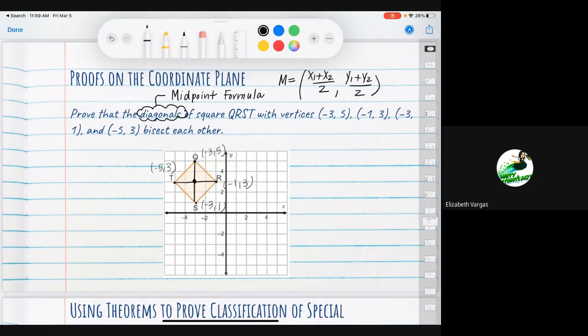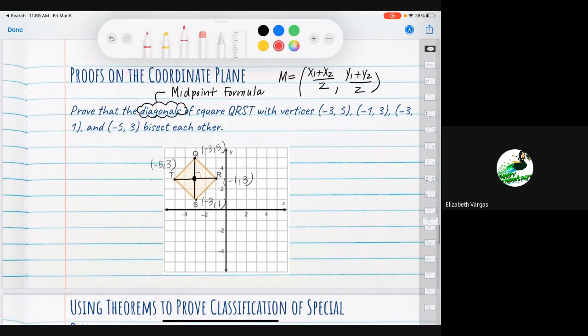You see how whenever those two diagonals bisect each other, where they meet will be that midpoint. So I want to identify what that midpoint is, and whether that midpoint is the same. If that midpoint is the same, then they bisect each other. If it's not the same, then they don't bisect each other, so they don't cut each other into two congruent halves. So we would test this.